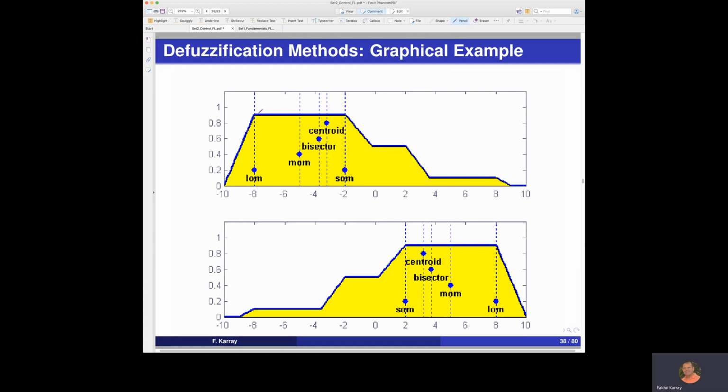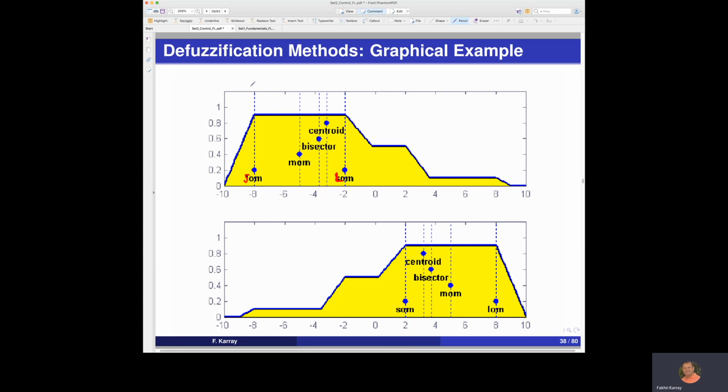So here, I would like to rectify this particular slide. This is actually the smallest of maxima, and this is the largest of maxima. So please rectify that part. That is one error in this particular graph.